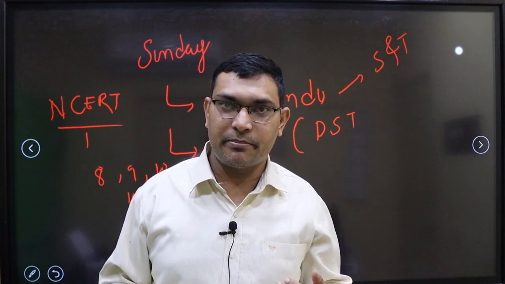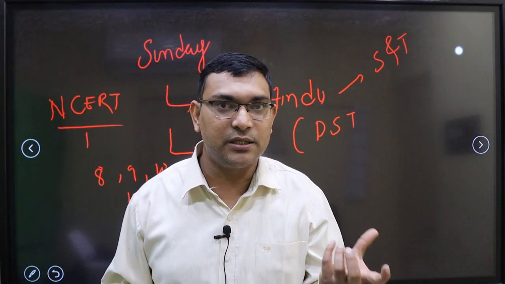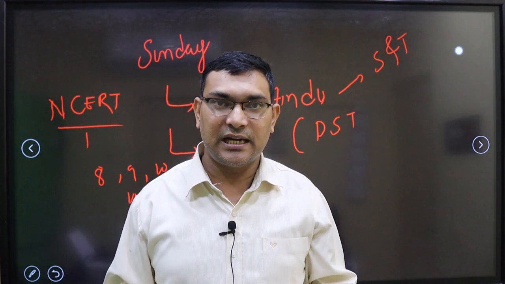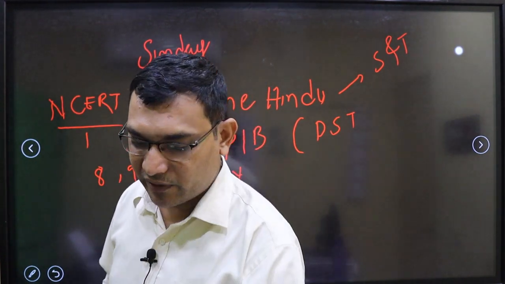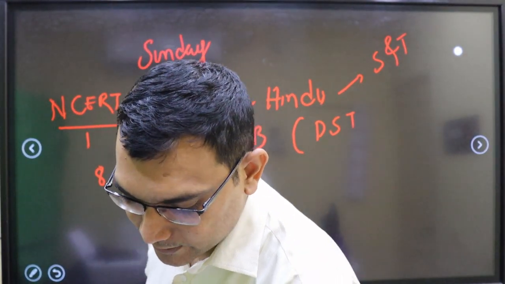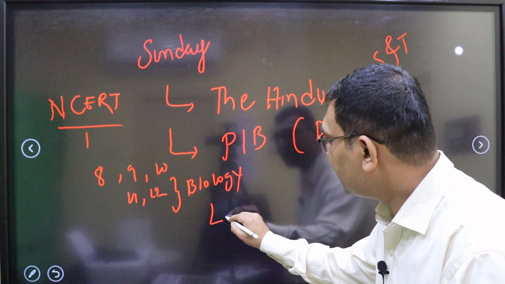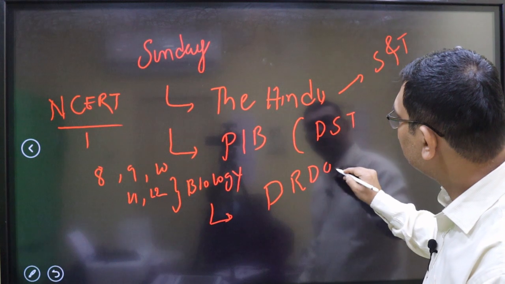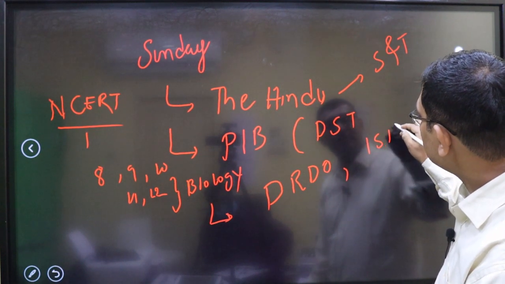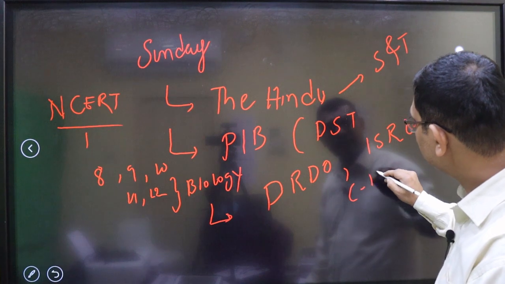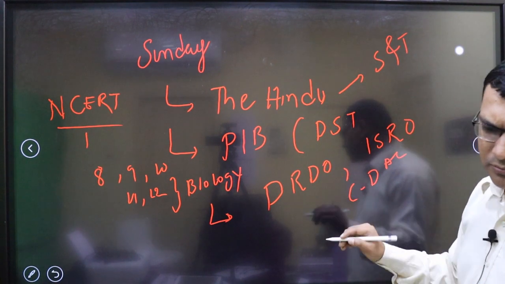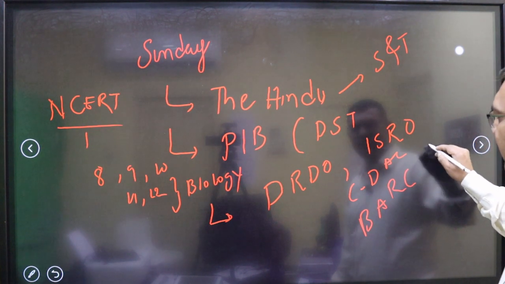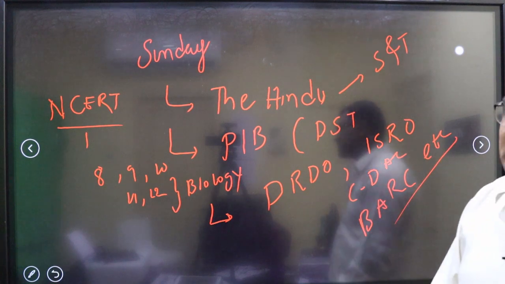And the basic biology part: virus, cell, membrane, nucleus, mitochondria, ribosomes, etc. DNA, RNA, all these things are very very important, right? Then we have to refer to some websites also, like DRDO, ISRO, CDAC, and also BARC, Bhabha Atomic Research Centre, etc. I'll tell you when we are dealing with the subject.